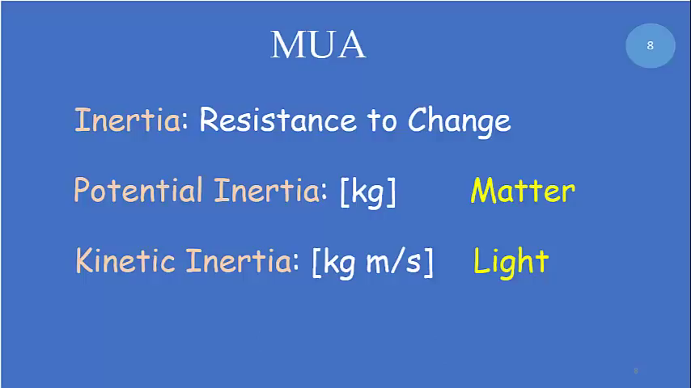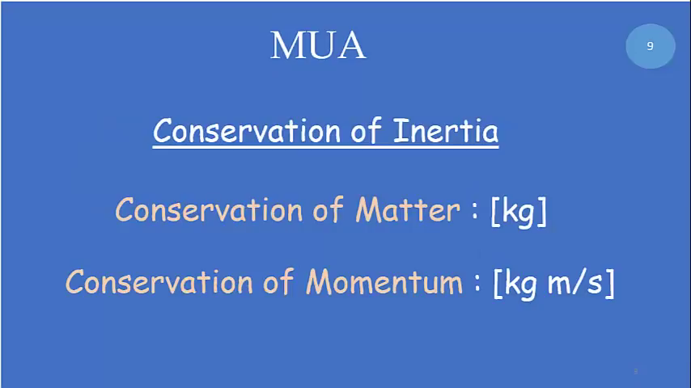In other words, only momentum exists in nature because light is always in motion and matter is always in motion. In fact, conservation of inertia, which encapsulates conservation of matter and conservation of momentum, is the only conservation law defined by modified unit analysis. All other conservation laws fall under and/or are a result of conservation of inertia.